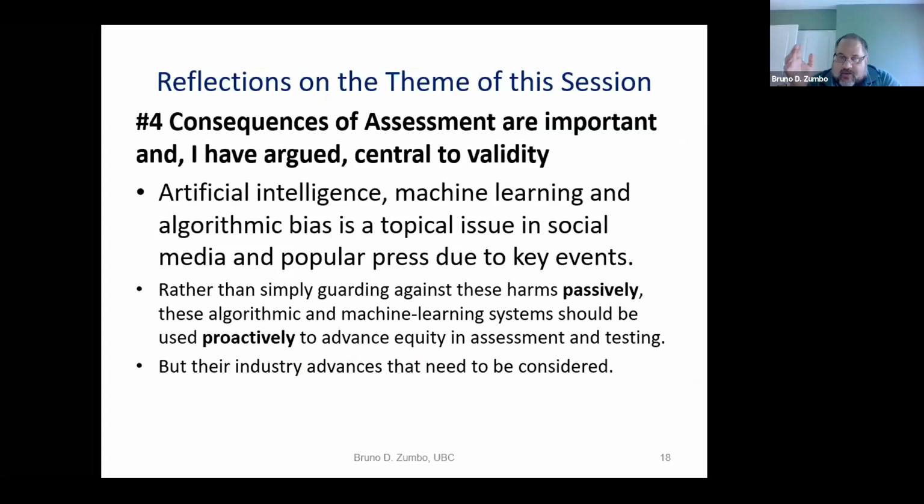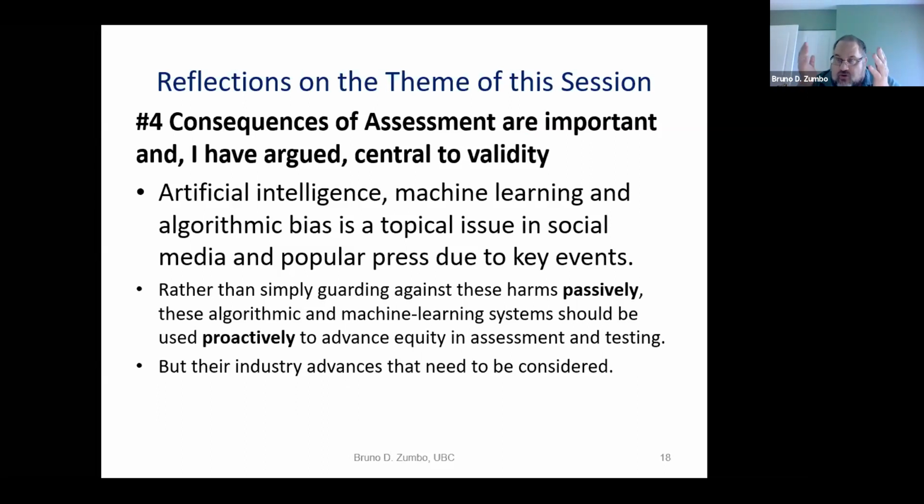Everyone agrees to some extent that consequences are important, but in fact, I side somewhat closely with Messick in that it is central to validity. Artificial intelligence and machine learning have brought up algorithmic bias, which is the term used in social media and in the popular press. I do think that needs to be thought about seriously.